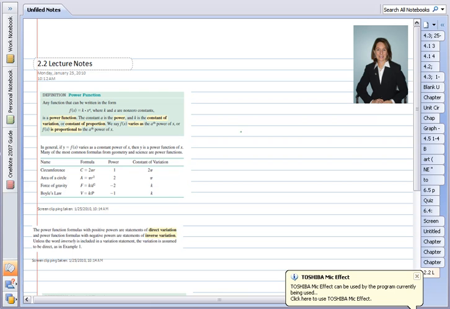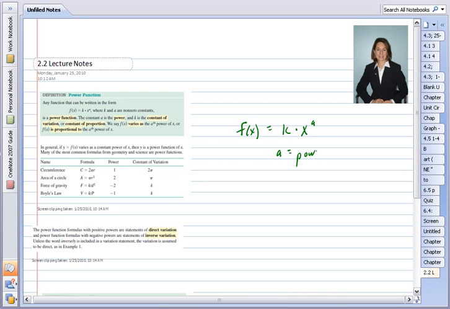A power function looks like this: f of x equals k times x to the a. A is considered the power of the function. K is considered the constant of variation. A and K must be non-zero constants. Again, non-zero constants in order for this to qualify as a power function.